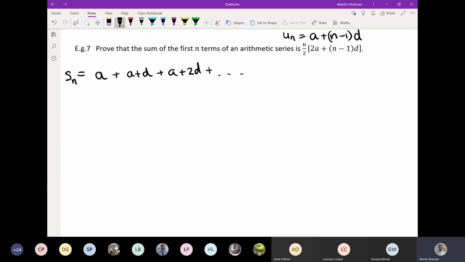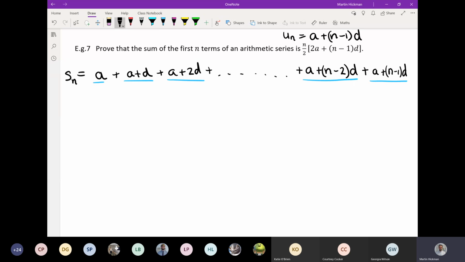And then I keep going all the way up to, let's say, the penultimate term. The one before last would just be a plus n minus 2 times d. And then the final term is just a plus n minus 1 d. So I'm just going to underline these, just to make it clear which is which term in the sequence. So all I've done so far is define how I would add up all my n terms.